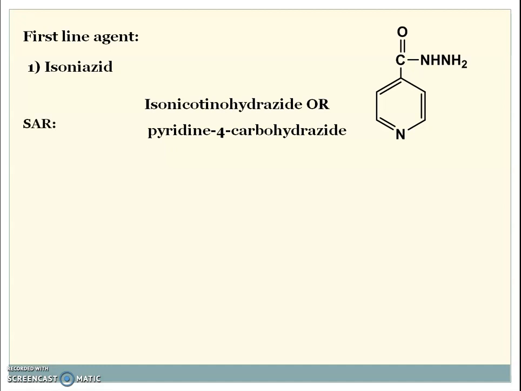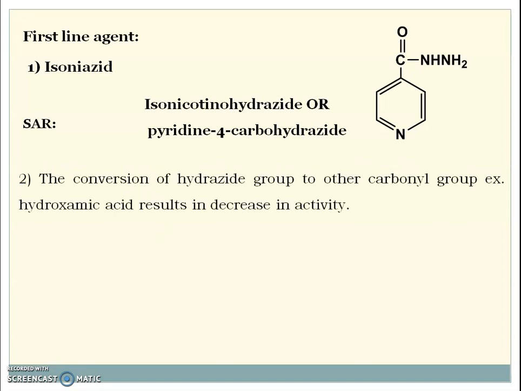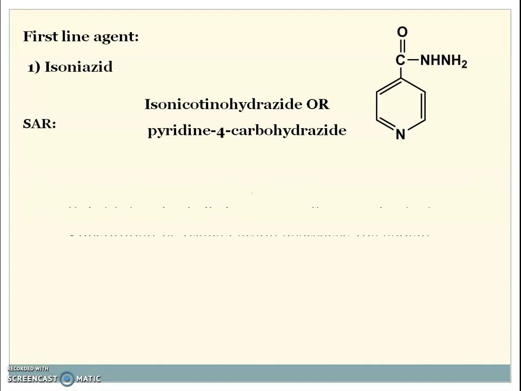First we'll go through the SAR of isoniazid. The first point: movement of the carbohydrazide group to position two or three results in decrease in activity. Means the CONH-NH2 group must be at the fourth position. The conversion of the hydrazide group to other carbonyl groups, for example hydroxamic acid, results in decrease in activity. Means the CONH-NH2 group is essential for the antituberculosis activity. If we change CONH-NH2 into the CONH-OH group, then activity decreases.